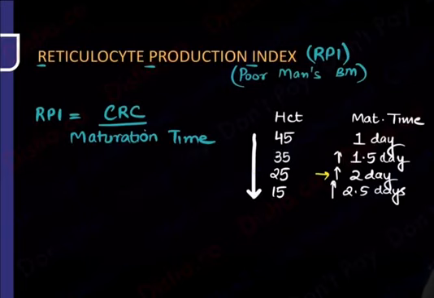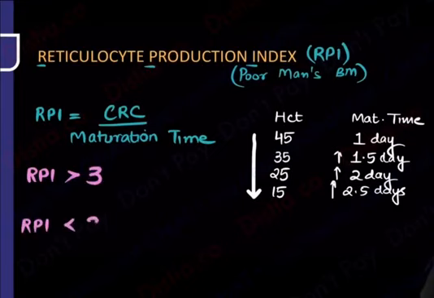Even if I found out it was 1, so what did we find out? Remember, when the RPI comes out to be more than 3 versus when the RPI comes out to be less than 2. Okay, less than 2 and more than 3. So more than 3 means my bone marrow is doing good work.